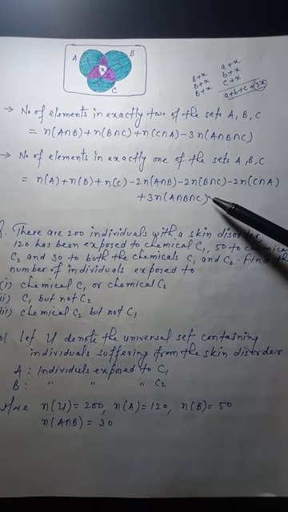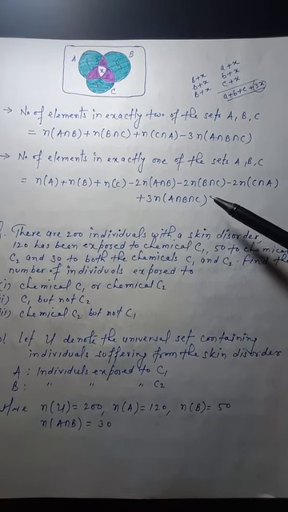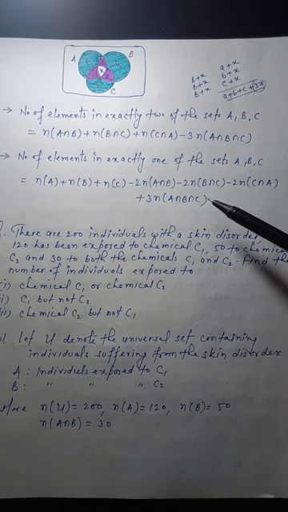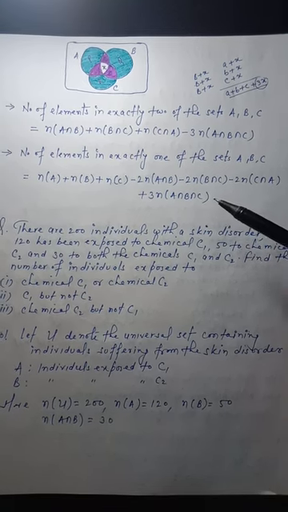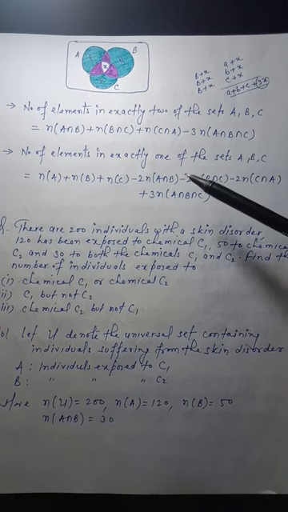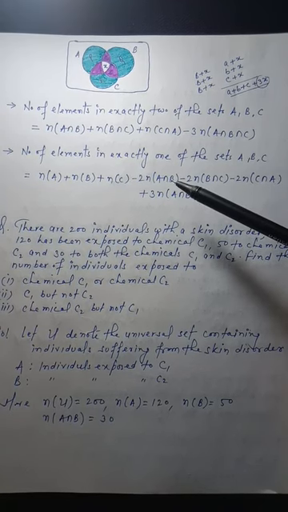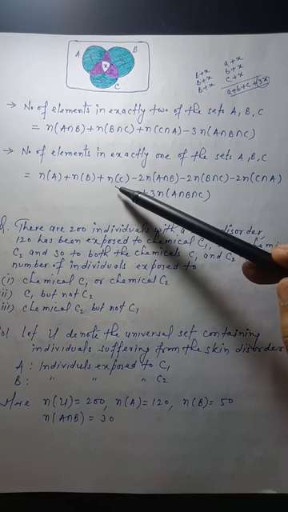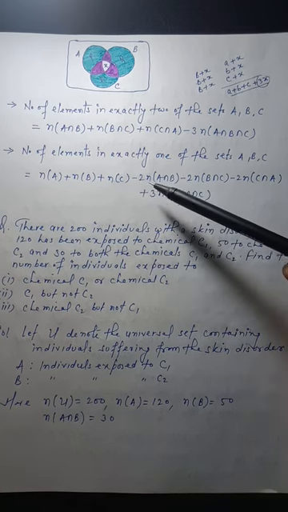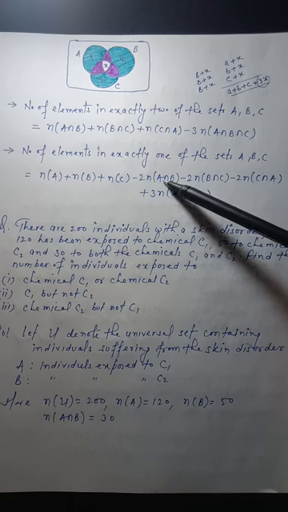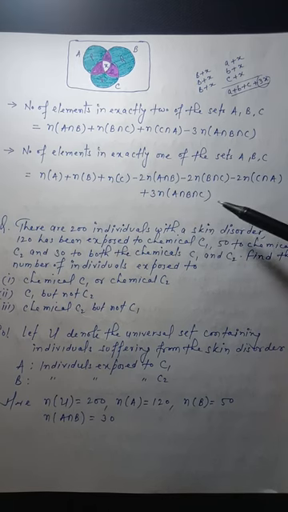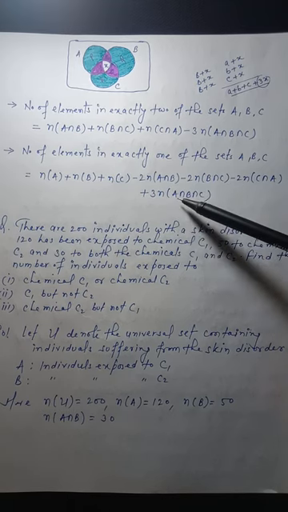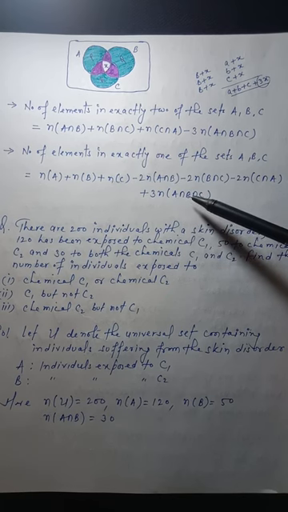Actually all these results are based on logic. When you use proper logic you can easily derive these results. So please remember, for exactly one element you add all the three sets, subtract 2 times their common parts like a, b, b, c and c, a, and finally add 3 times their intersection part.